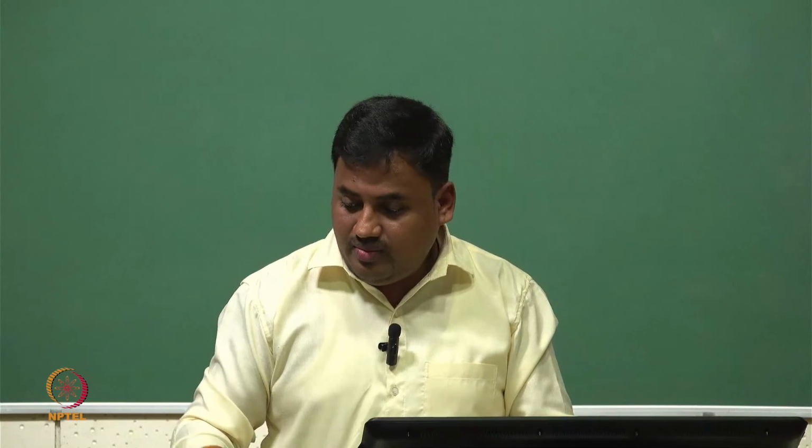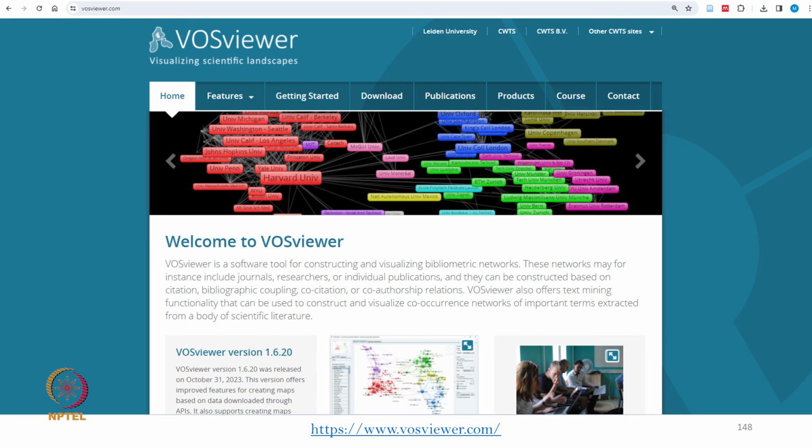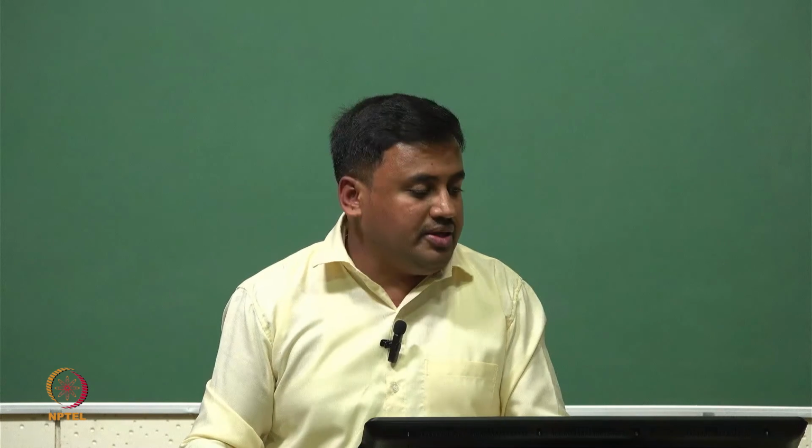These tools are used to conduct the most common studies like bibliometrics or scientometrics, where we want to analyze the impact of the research. Let's look at what those tools are, and these tools are available freely. One is VOSviewer, a software tool for constructing and visualizing bibliometric networks. These networks may include journals, researchers, and individual publications, and they are often constructed based on citations, bibliographic coupling, co-citations, and co-authorship relationships.